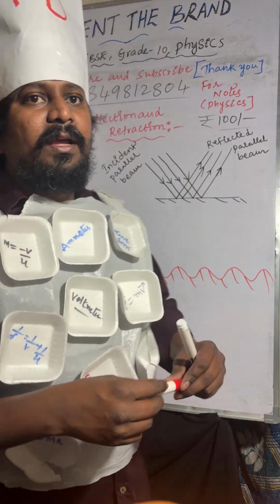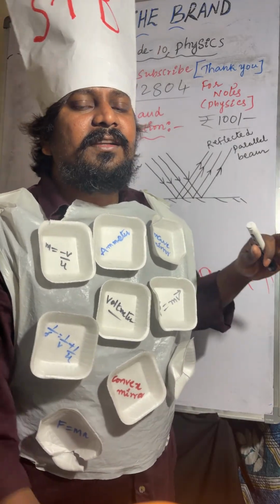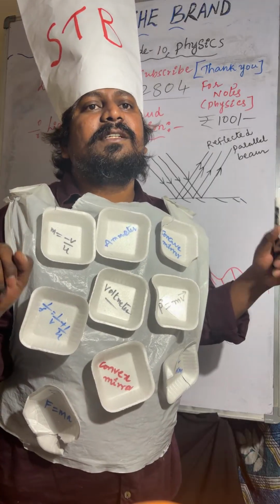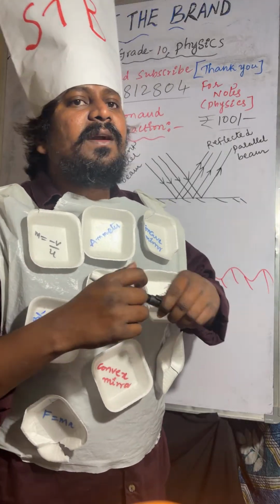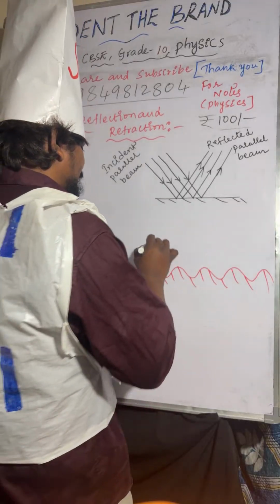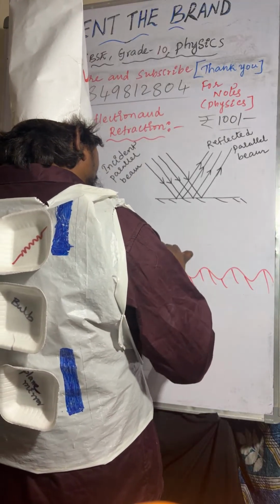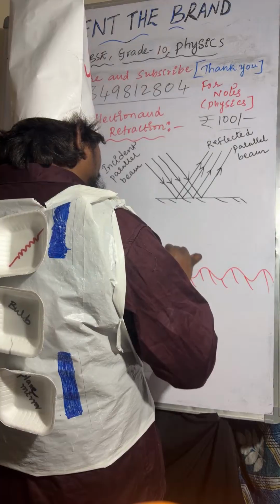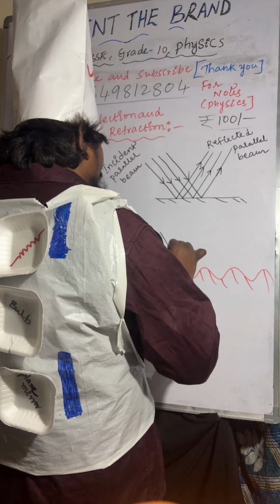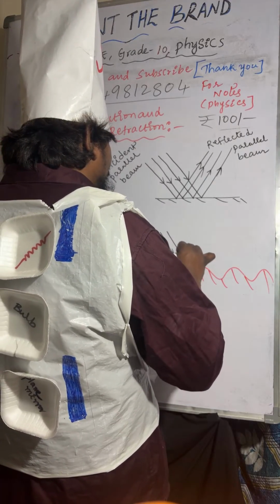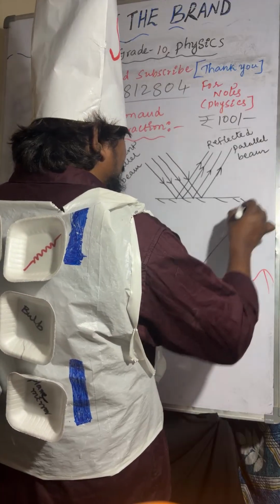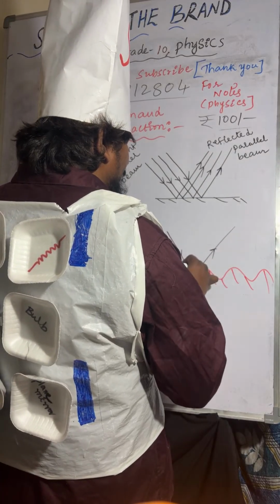Incident light rays are parallel, but reflected light rays are not parallel to each other. So these are the incident light rays. I'm drawing them like this. These incident light rays are parallel, but the reflected light rays are not.